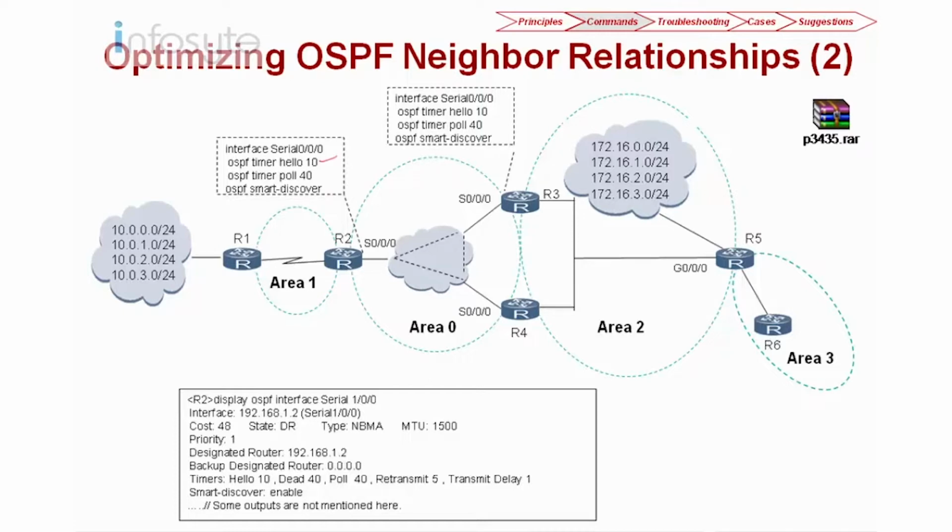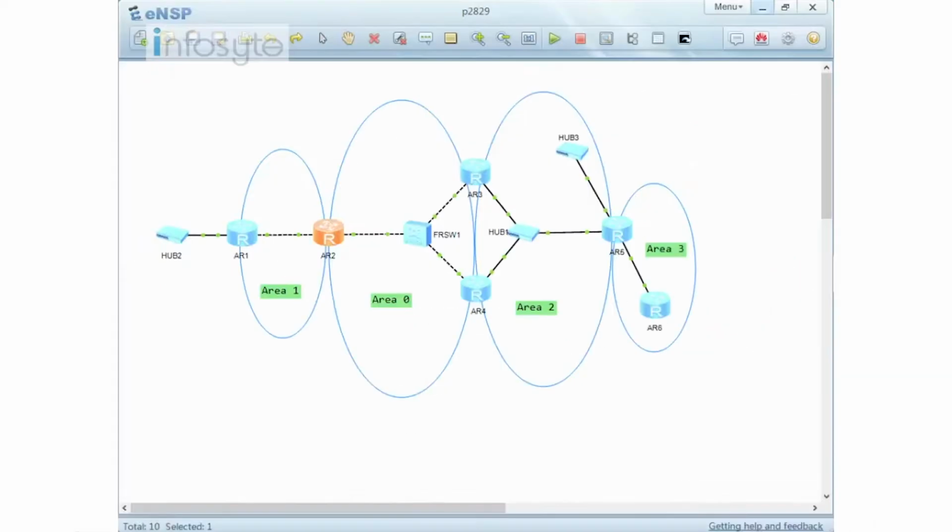First we change the hello and the dead timer on OSPF. We need to know the default: for MBMA, the hello timer will be 30 seconds, the dead timer 120, and the poll timer will be 120. So we're going to change to 10, 40 and 40. Let me show you how we're going to configure it on the simulator.